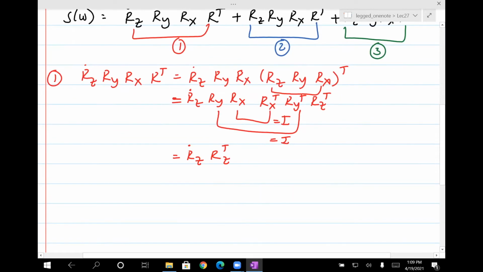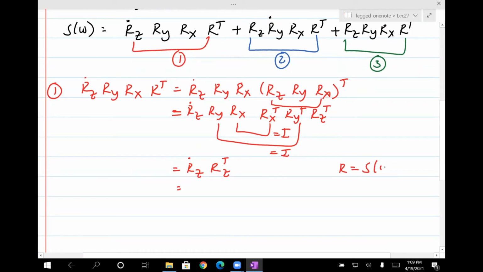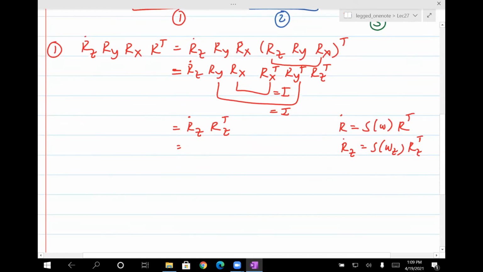Now what is RZ dot? Well, we know that R dot equals S of omega times R. But if you want to find what RZ dot is, then it'll be S of omega Z times RZ. The same formula holds true. But what is S of omega Z? Omega Z is simply, remember it's phi, theta, and psi, so psi dot k. That's the rotation about the Z axis.